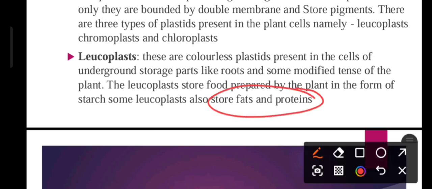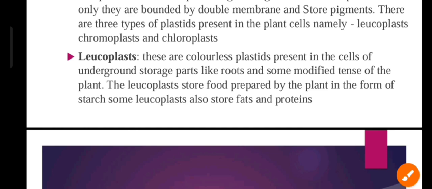So it is a colorless plastid present in the cells of underground storage parts like roots and some modified stems of plants. And the leucoplast stores food prepared by the plant in the form of what? Starch. Some leucoplasts also store it in the form of fats and proteins.